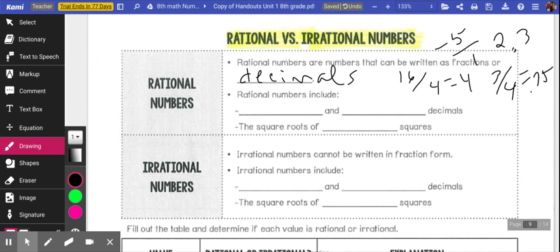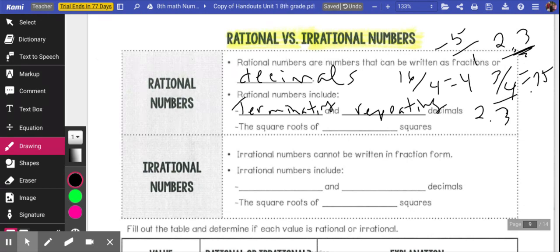So rational numbers include terminating, and if you don't know what that word means, that means to stop, and repeating. Just spell your best if you can't read this. So terminating, like decimals that stop, like this 2.3. And then repeating, like 2.3 repeating.